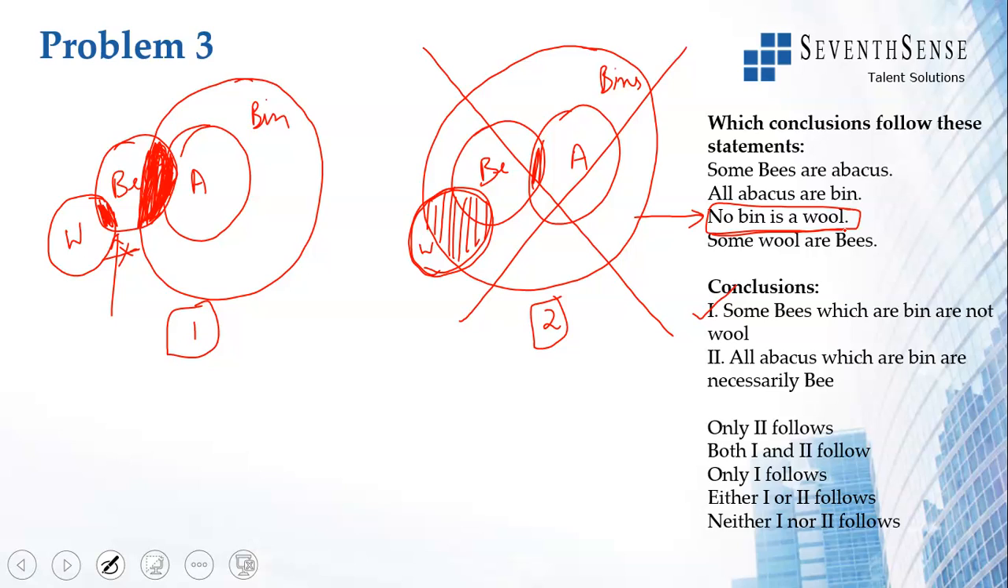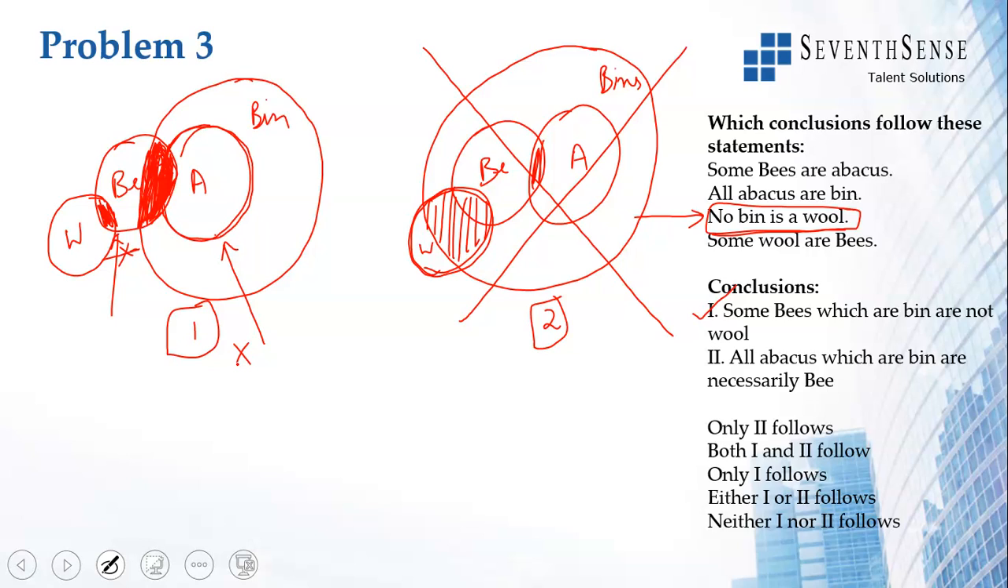Now conclusion 2: all abacus which are bins. So we have all abacus which are bins in this entire area. Are all abacus which are bins necessarily bees? No. See, look at this area. They are not necessarily bees. You can write it this way. So this is false. Conclusion 2 is not valid in this statement.